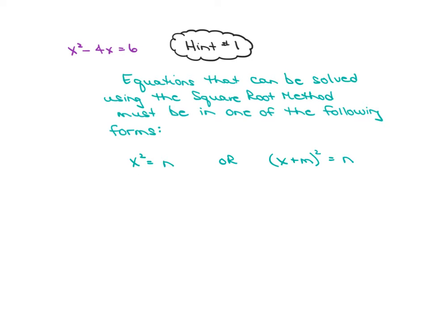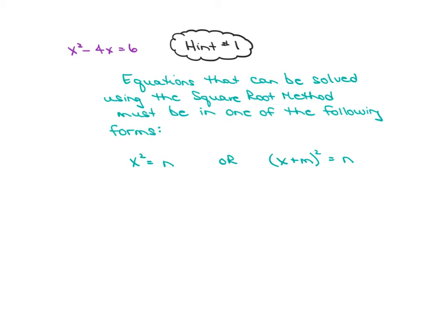Here's your first hint. Equations that can be solved using the square root method, so again, we're looking at x squared minus 4x equals 6, must be able to be put in the form x squared is equal to some number, or x plus something squared is equal to some number. So you must be able to isolate your variable in this way.